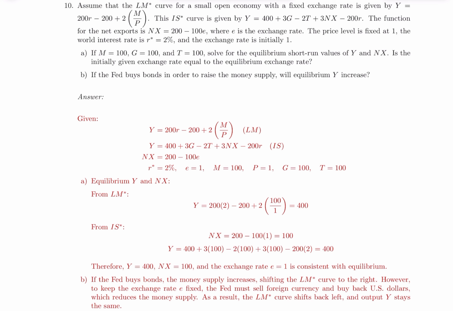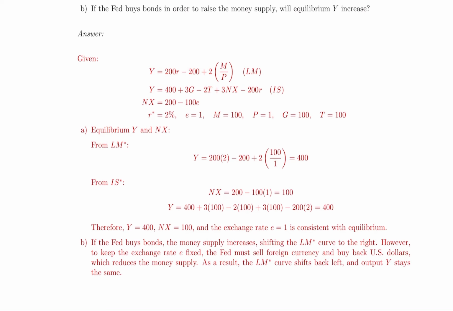B. Effect of an open market bond purchase. If the Fed buys bonds, the money supply increases, causing the LM star curve to shift to the right. However, under a fixed exchange rate, the central bank must maintain the exchange rate, so it offsets the monetary expansion by selling foreign reserves and buying back US dollars, which reduces the money supply. As a result, the LM star curve shifts back left and output Y stays the same.